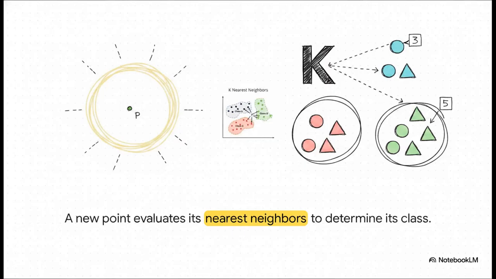So picture this exact moment of evaluation. Imagine a new, completely unclassified data point, let's call it P, sitting right in the middle of our graph. It basically looks out at its surrounding neighbors to figure out if it belongs to Class A, Class B, or Class C. That K in K-nearest neighbors simply stands for the number of neighbors point P decides to consult. If K equals 3, it looks at the 3 closest data points. If K equals 5, it looks at the 5 closest.